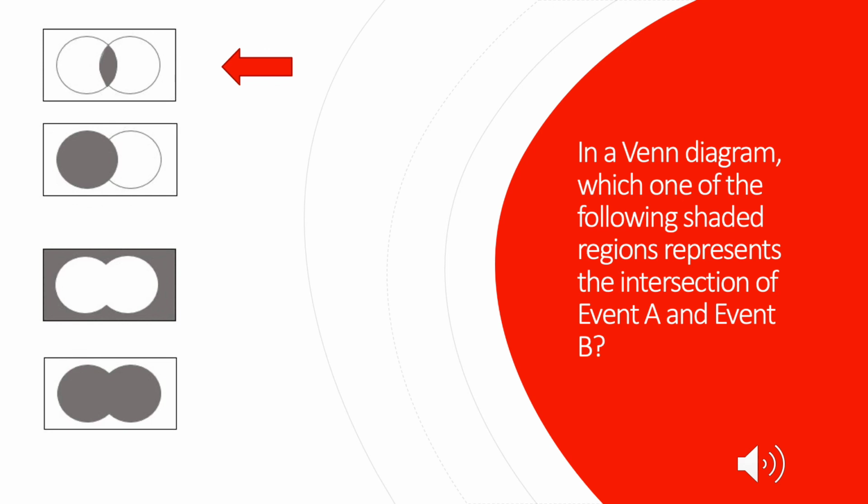In the third choice, neither event A nor B is shaded, and only the complements of those two events, what's not in A and B, would be shaded. And then the last one would be the union of events A and B, and that means any element in event A or in event B or in both. And so the union is pretty much either or both. The intersection is only what's common between the two events.